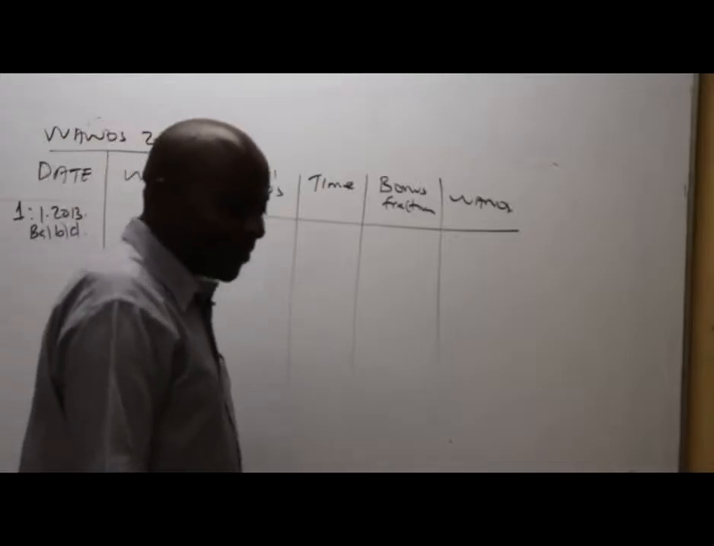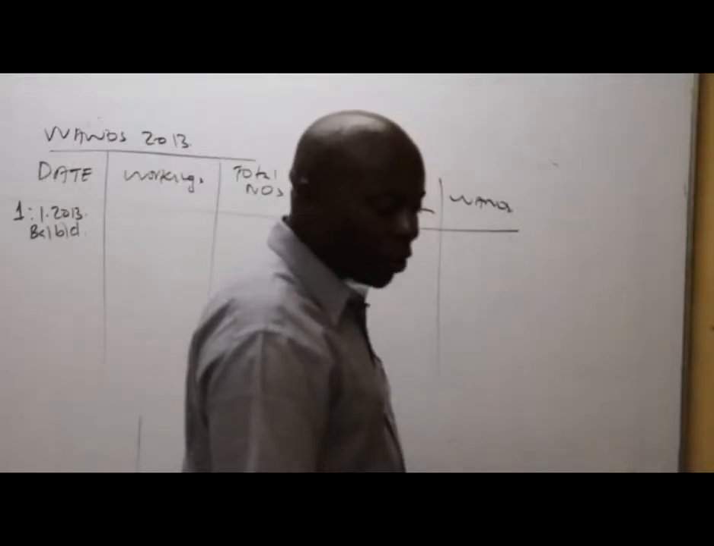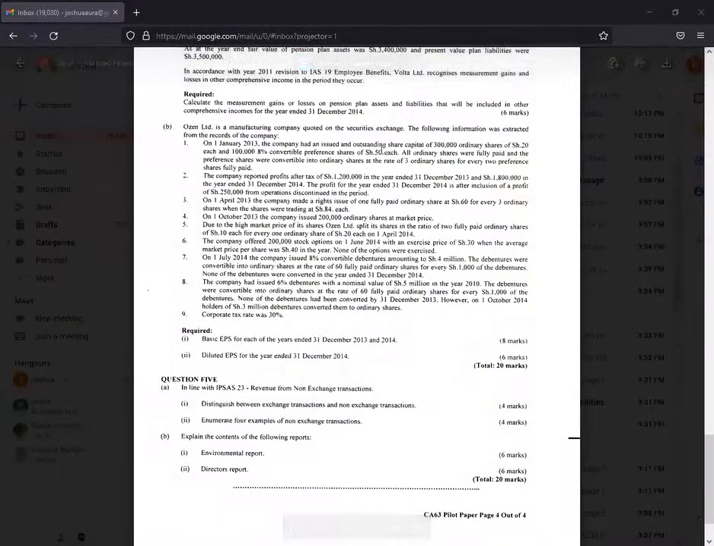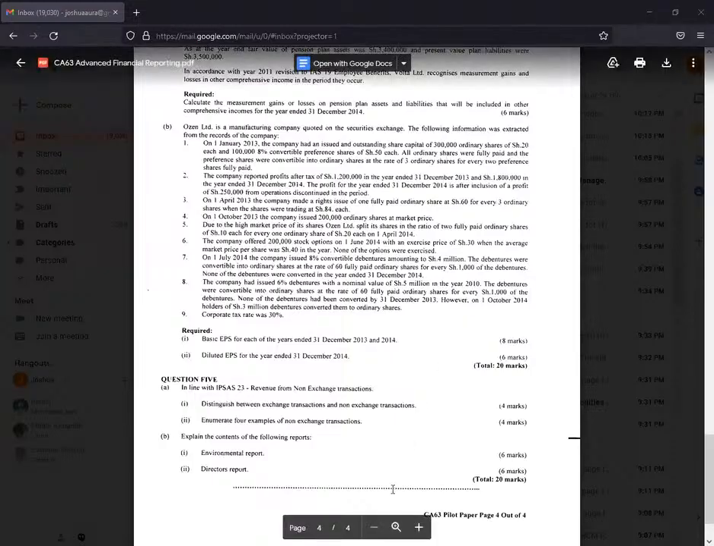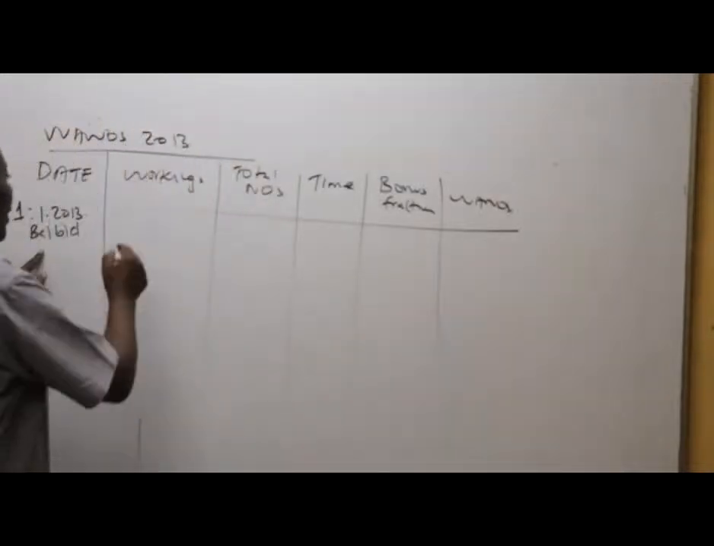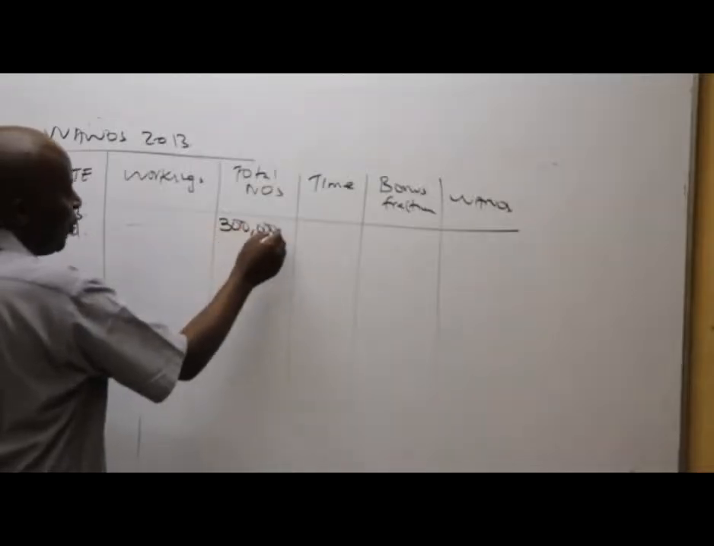300,000? Please don't bring preference shares here. Here we are only bringing one-nos. We are only bringing a number of ordinary shares. So in this case, on 1st of January, the company had an issued and outstanding share capital of 300,000 ordinary shares. And please remember, we bring the number of ordinary shares. So the total number that we began with was 300,000.